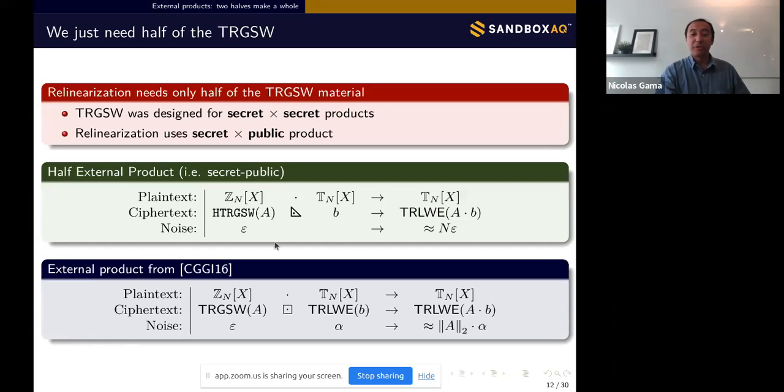And from the noise propagation point of view, it actually doesn't depend on anything on B because B is public. So we have a traditional epsilon that gives big O of n times epsilon. Whereas in the original external product, since B was secret, B also had a noise, and this term would dominate. So we had something that was more proportional to the input LWE noise.